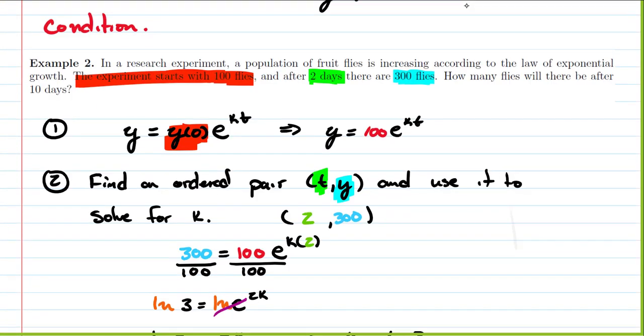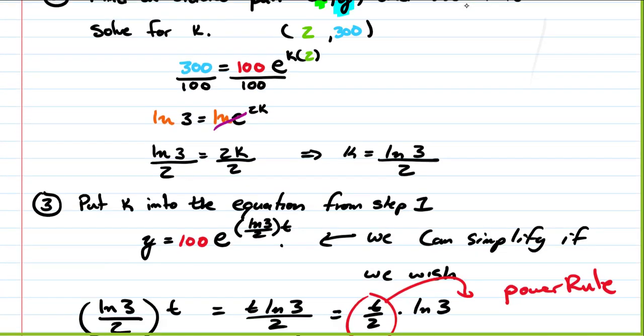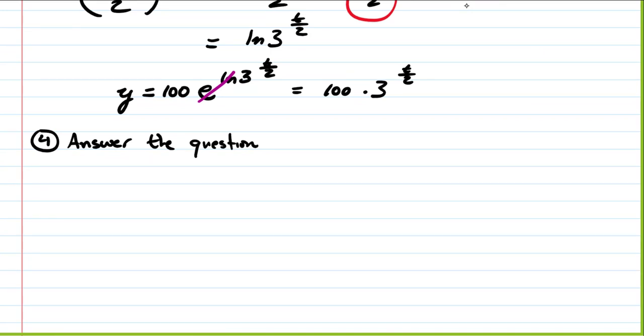So our question was, how many flies will there be after 10 days? So we want y when t equals 10. The way step 4 is always going to work is they're going to give you half of an ordered pair and ask you to find the other one. In this case, they gave us the input t and asked for the output y. They can just as easily give you the output y and ask for a t.